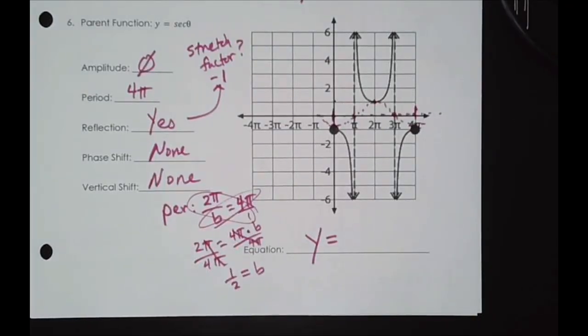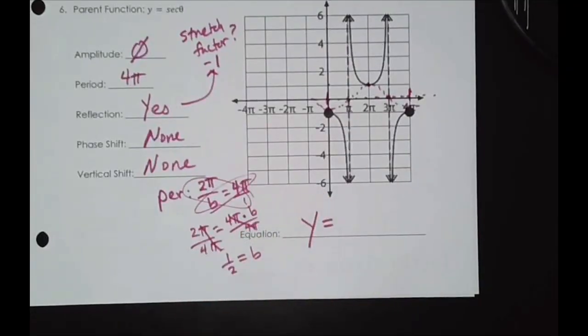I think most of you figured out it was a half because of that 4 pi. It's happened a bunch of times. But let's say it was more difficult. Let's say it was 1/8 or 1/4 or 1/6. You probably want to do this little cross multiply, solve for b type thing.